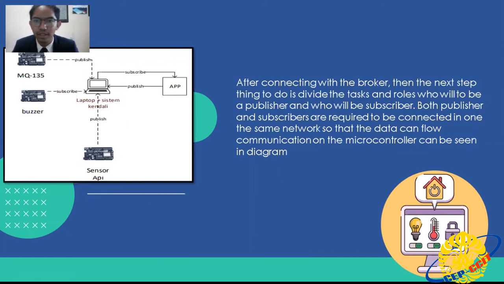So after connecting with the broker, the next step is to divide the tags and roles: who will be a publisher and who will be a subscriber. Both publisher and subscriber are required to be connected in the same network so that the data can flow. Communication on the microcontroller can be seen in the diagram.